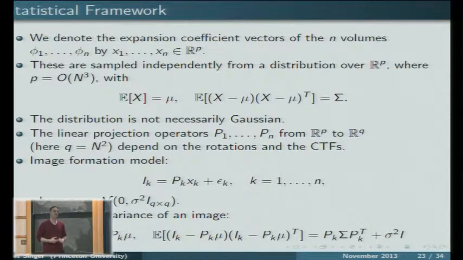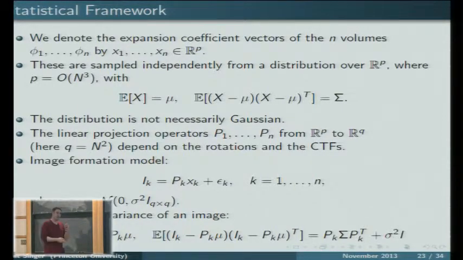Yeah? So you assume that this error comes from the imaging process, not from the molecule itself? You mean what is this epsilon? Yes. No, the error. Remember the very noisy images that I showed in the beginning? That's the noise. So it's P x plus epsilon, there is no parenthesis here. Okay?